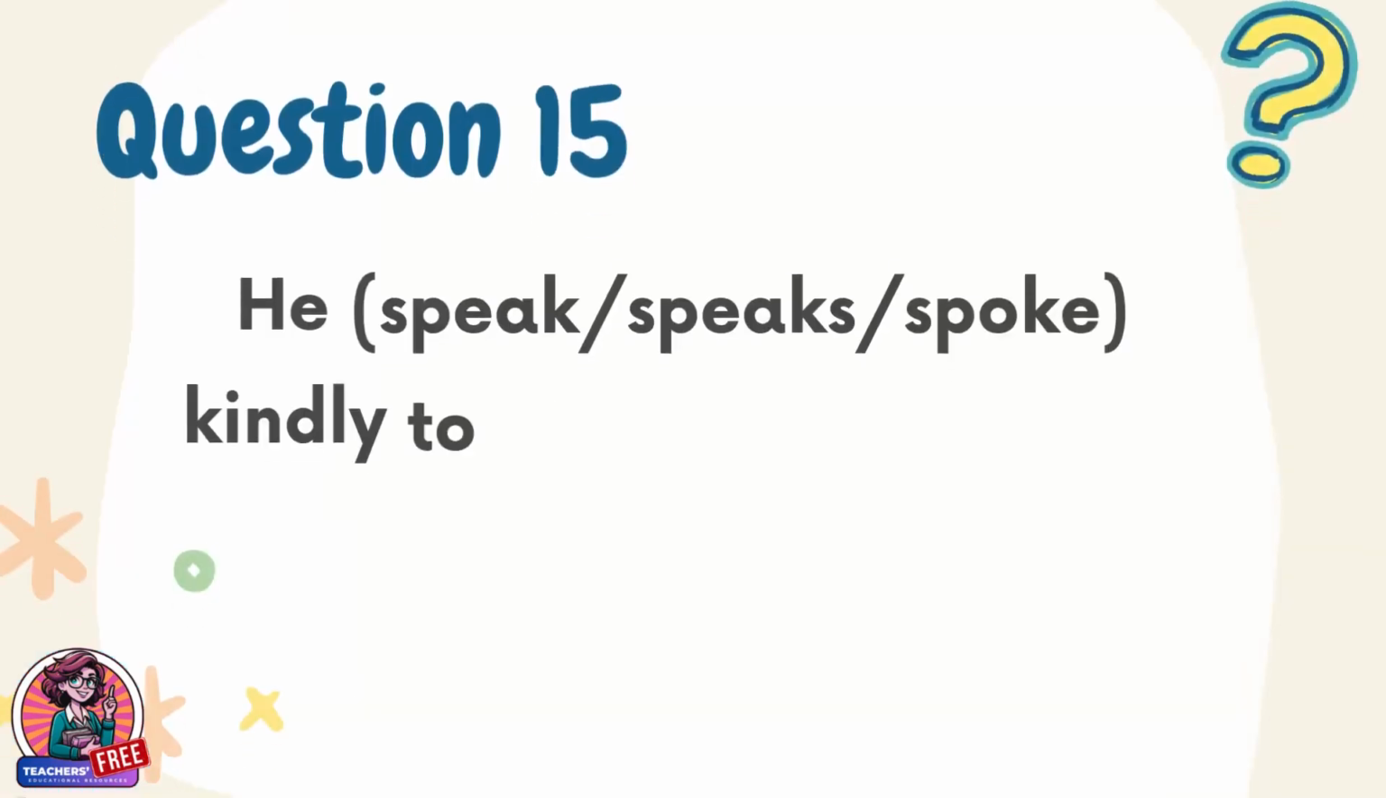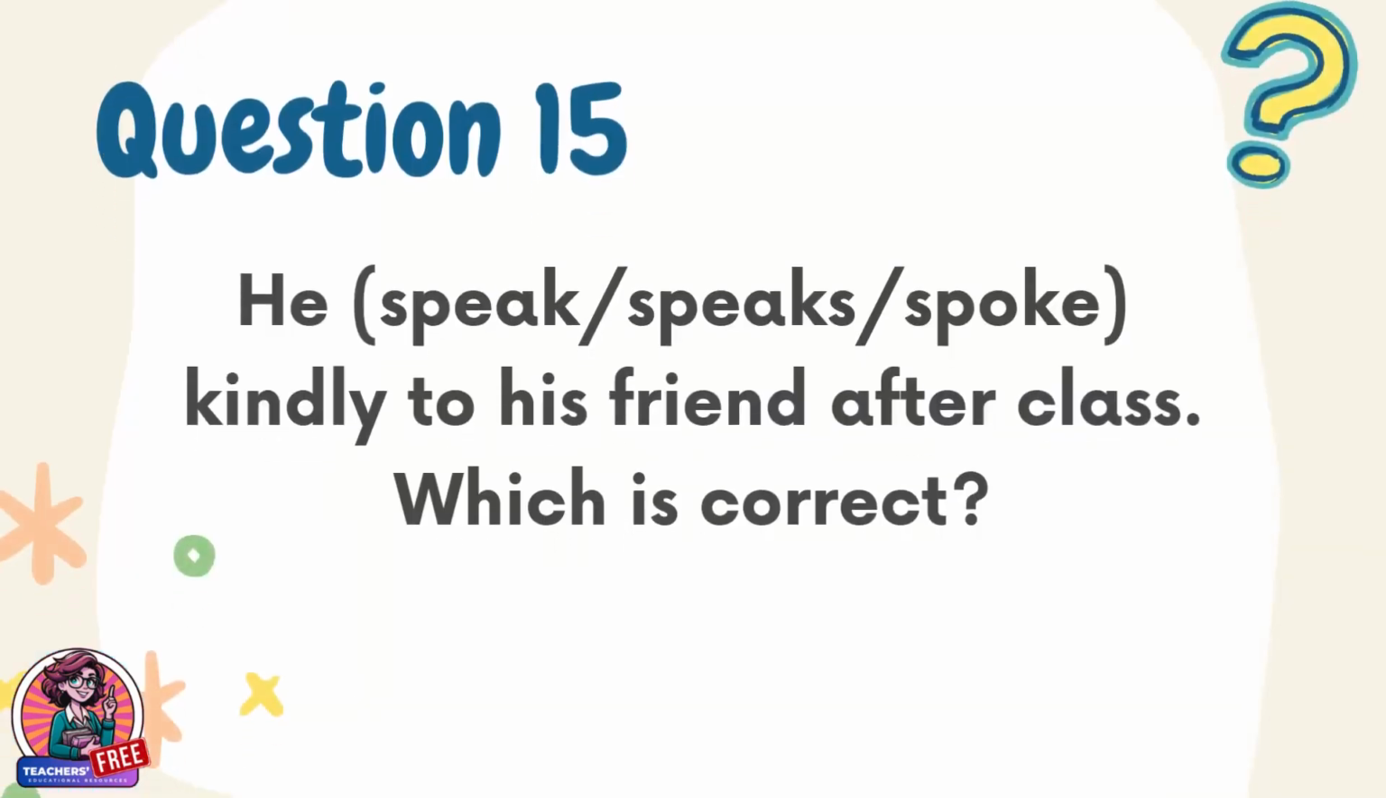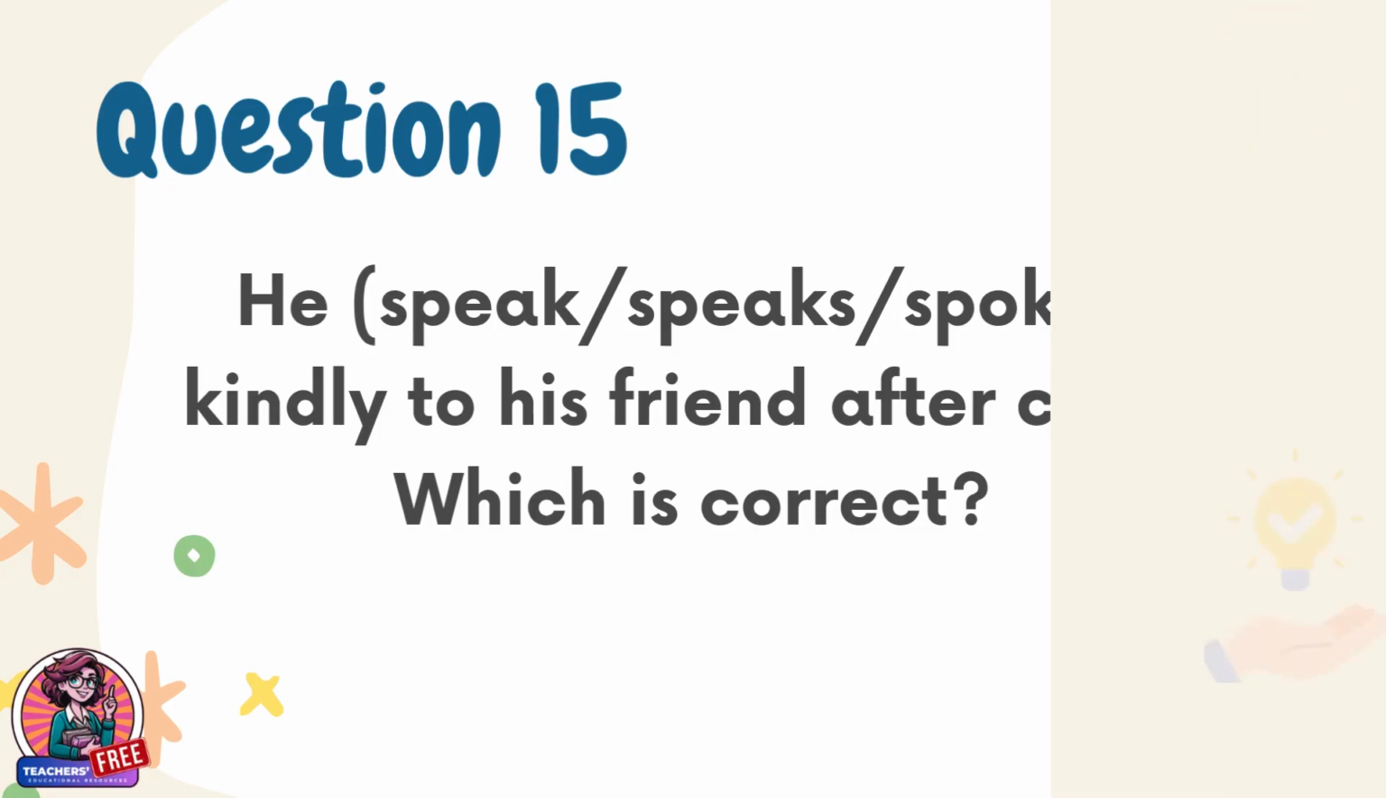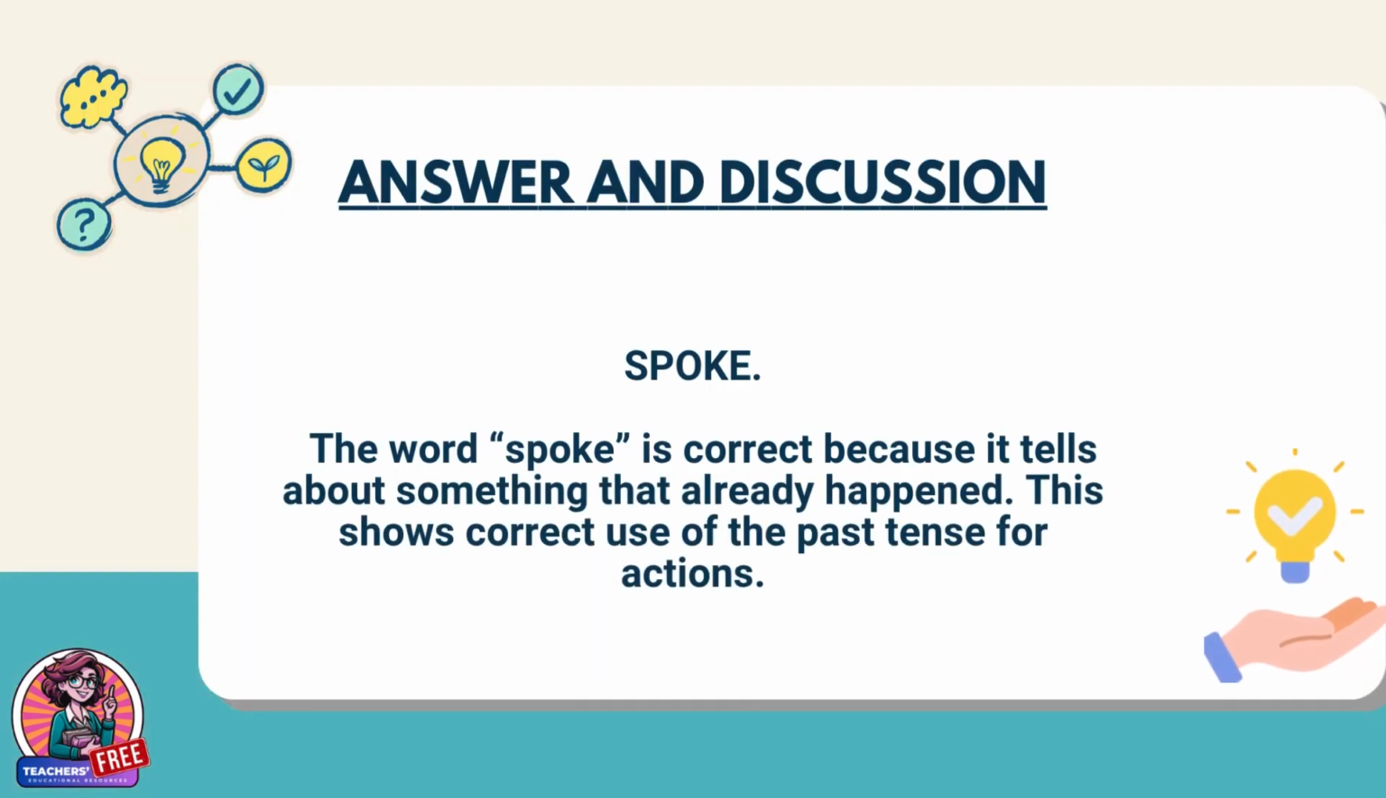Question 15. He speak, speaks, spoke kindly to his friend after class. Which is correct? Answer: spoke. The word spoke is correct because it tells about something that already happened. This shows correct use of the past tense for actions.